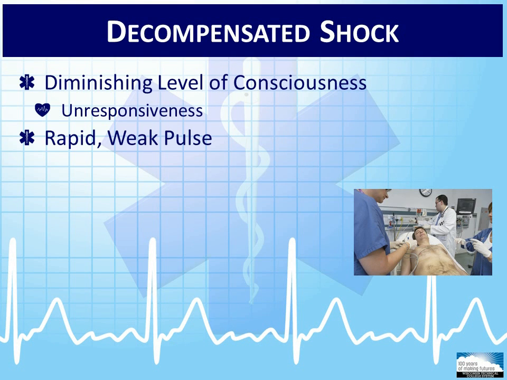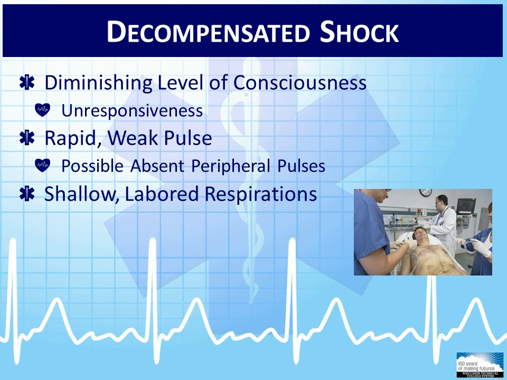The pulse remains fast, but it becomes weak and thready to the point where an EMT may have some problem feeling it, especially if palpating for a pulse in the periphery, such as a radial or popliteal pulse, given the body's attempt to shunt blood away from the periphery into the head and torso where the vital organs reside. Respirations remain rapid, but the quality changes as they become shallow and labored.